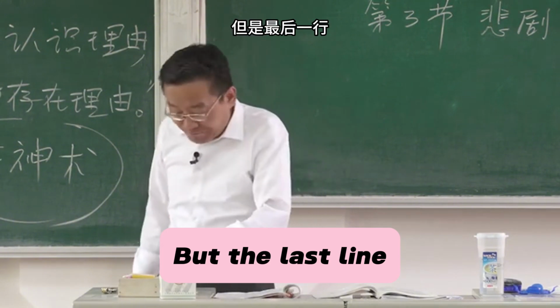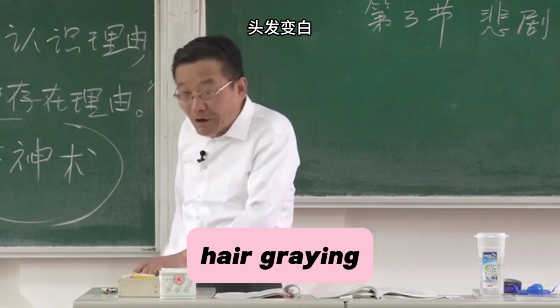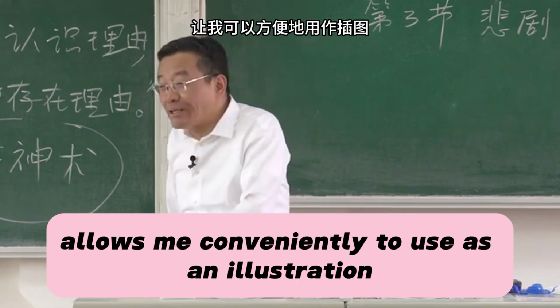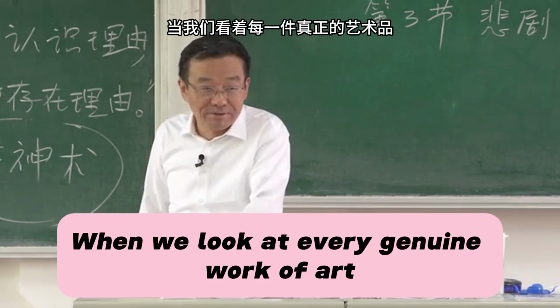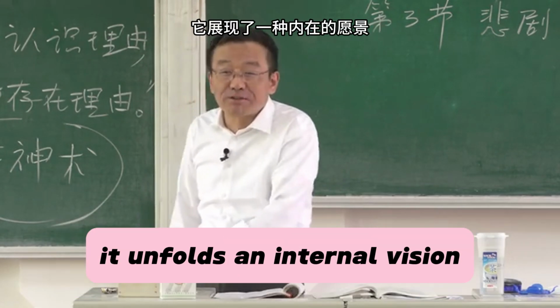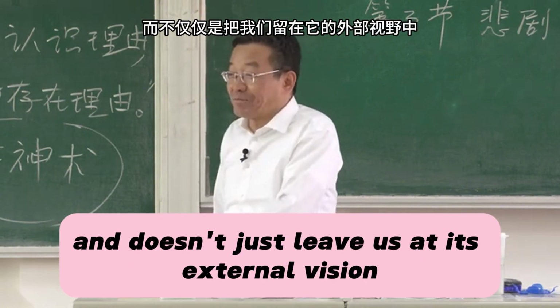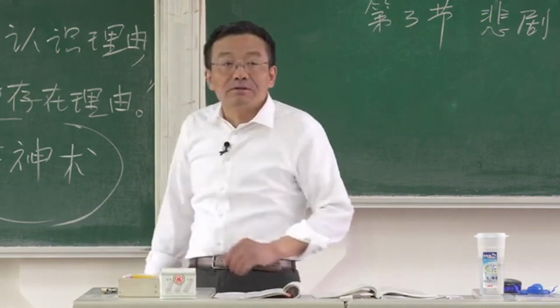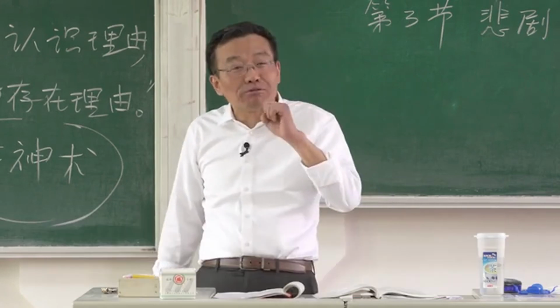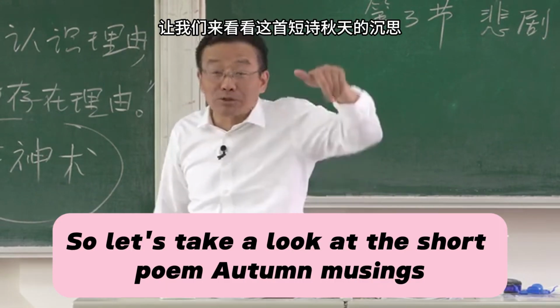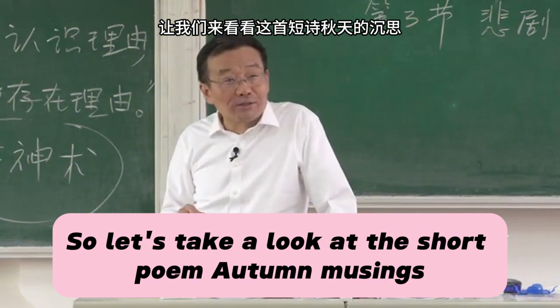But the last line, meeting again in the south, hair graying, allows me conveniently to use as an illustration, isn't it? When we look at every genuine work of art, it unfolds an internal vision, and doesn't just leave us at its external vision. In this sense, this poem illustrates the work of art. So, let's take a look at the short poem Autumn Musings.